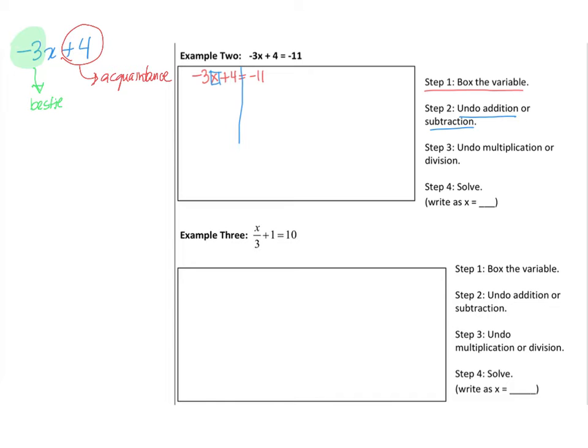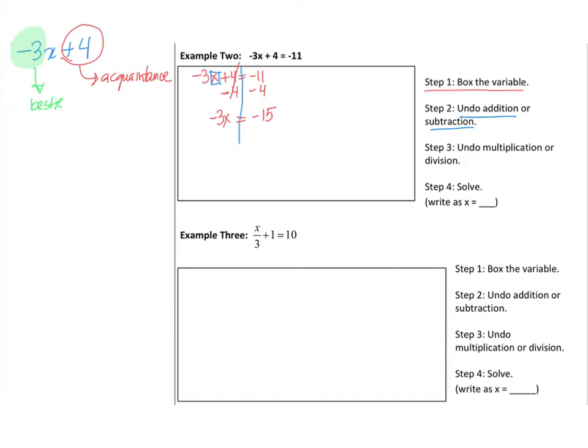It's just a way to keep this in mind. So I'm going to undo addition or subtraction first. Currently 4 is being added, so I'm going to do the opposite operation, which means I am subtracting 4 from both sides. When I do that, it makes these go away because they go to happy, happy zero land, and I'm left with -3x equals, now -11 plus -4 is -15.